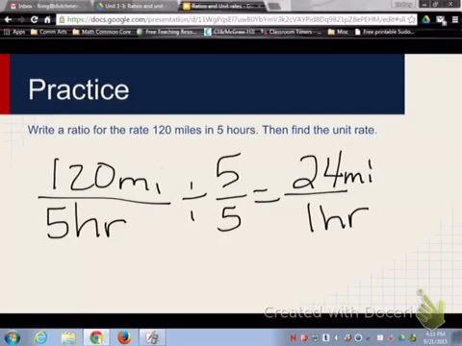First thing we do is write the ratio as a fraction. So you have 120 miles over 5 hours. Then you have to divide it by 5. So 120 divided by 5 gives us 24, and 5 divided by 5 gives us 1. So our unit rate is 24 miles per hour.